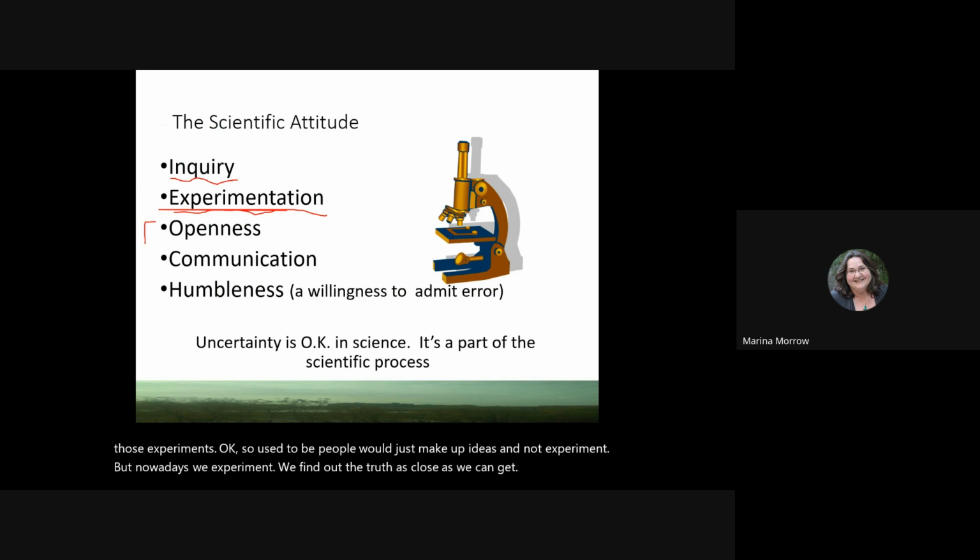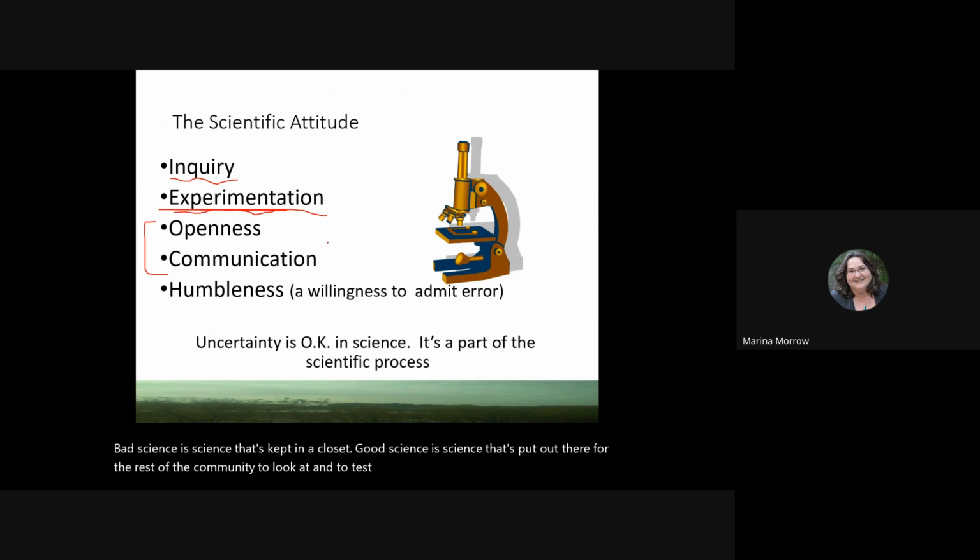Then openness and communication. This material must be published. Bad science is science that's kept in a closet. Good science is science that's put out there for the rest of the community to look at and to test themselves.